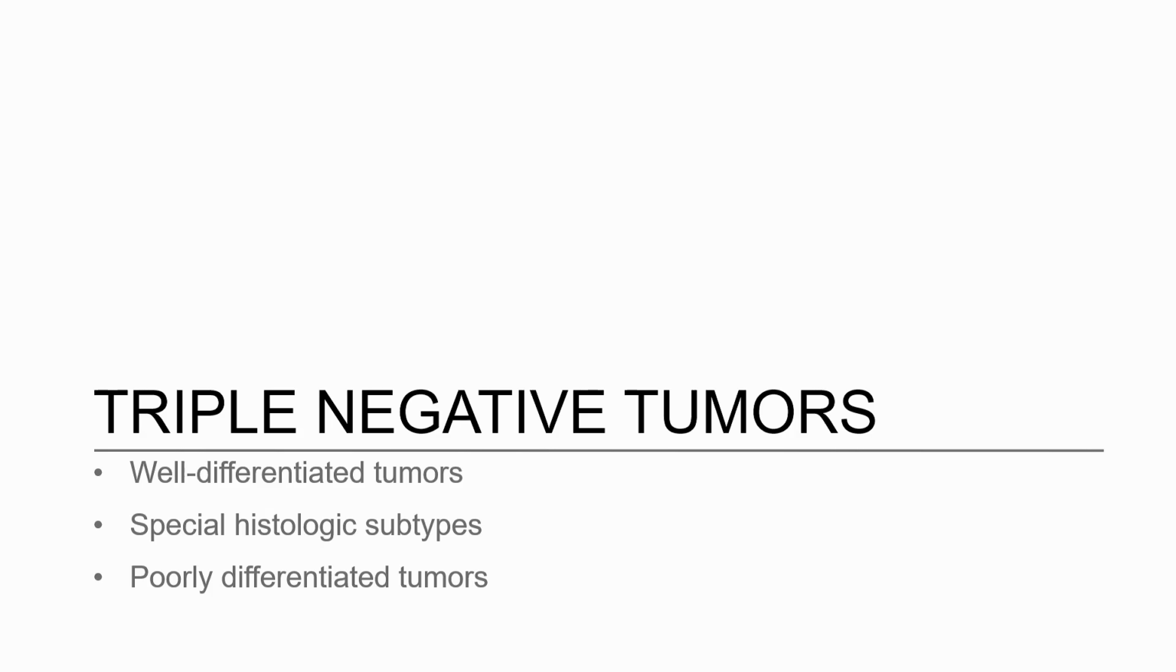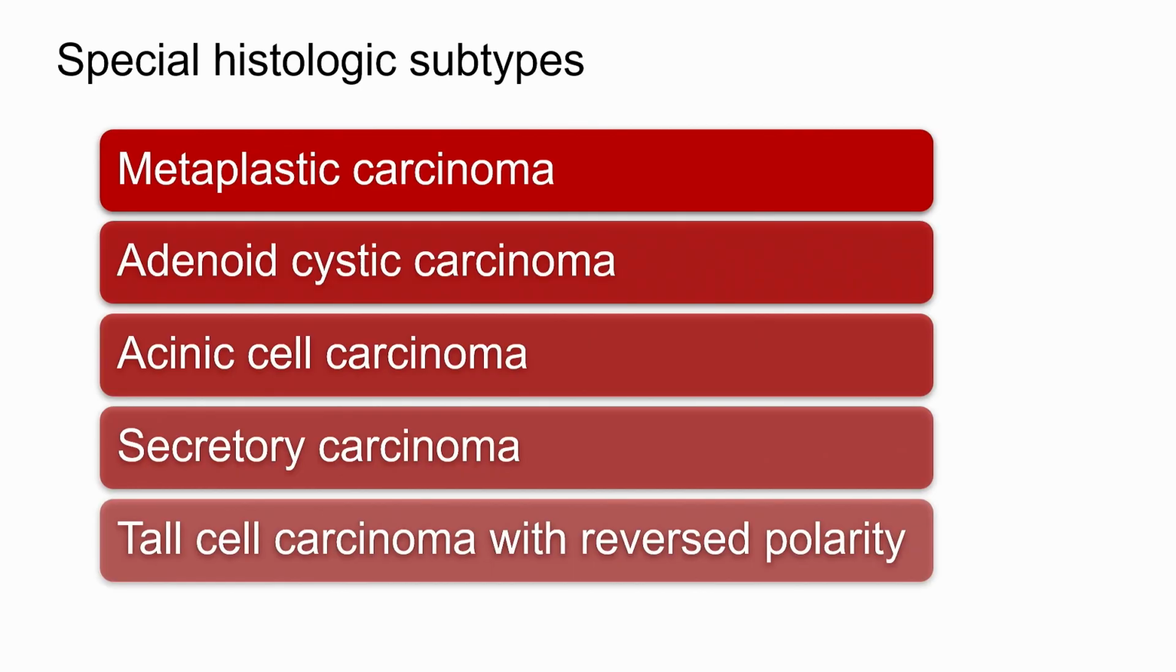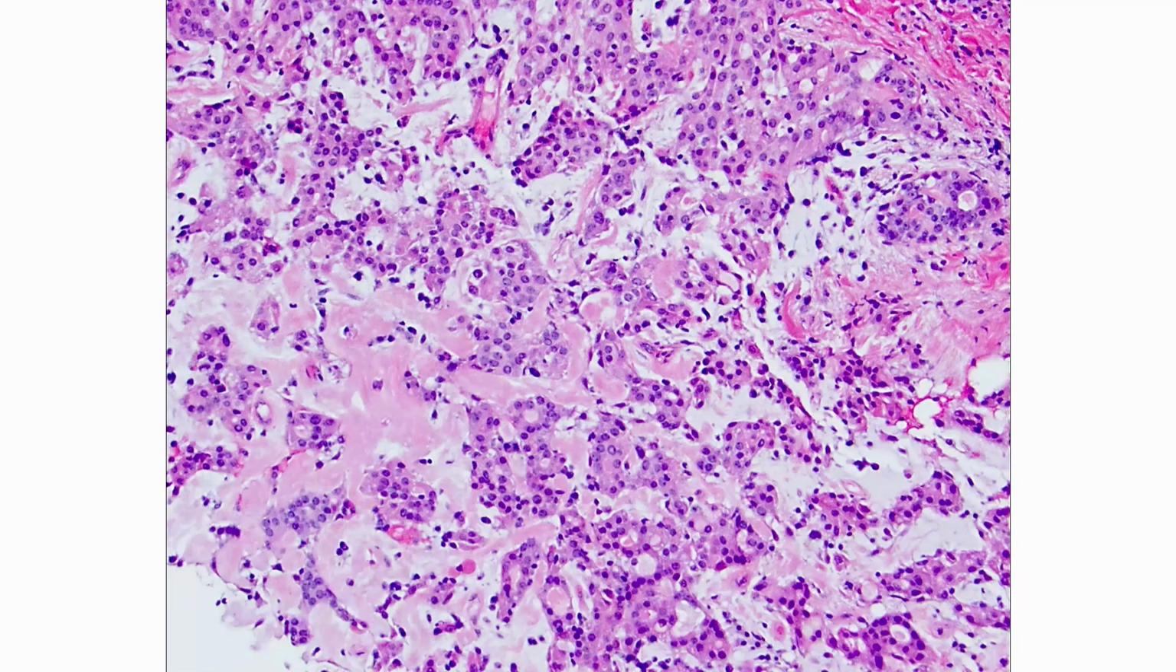Triple negative tumors, you've already heard about this. Here are our special subtypes. I just want to touch on one triple negative or potentially triple negative tumor that can be a pitfall. So here is a case that was called invasive ductal carcinoma grade 2. You can see why that might be.